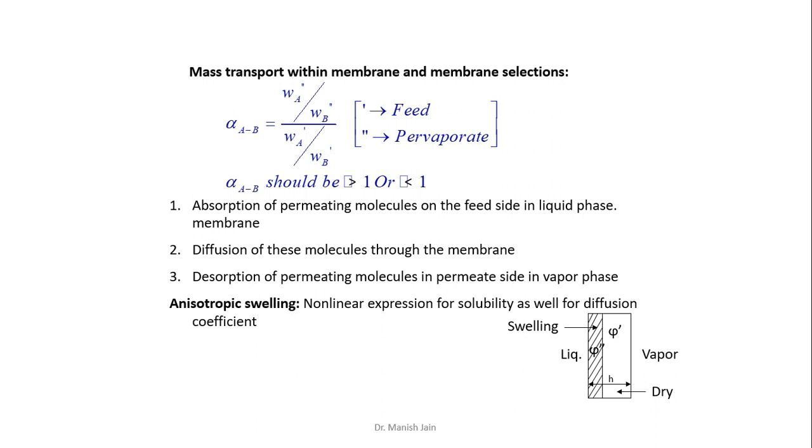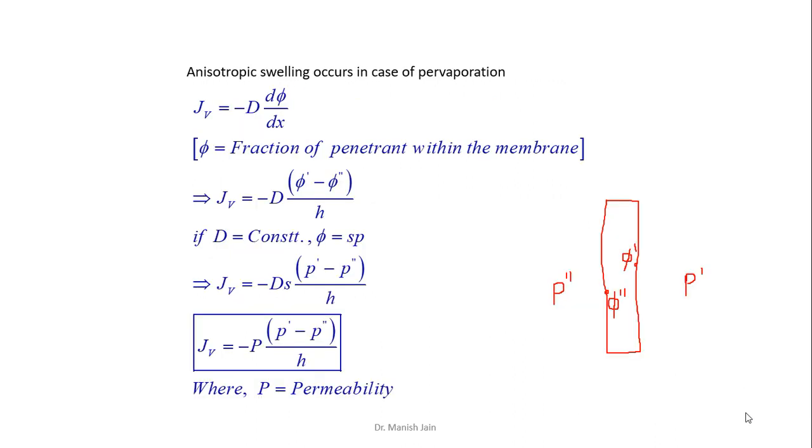Due to this swelling, the term diffusivity becomes a function of the concentration. As the concentration of the solute increases in the feed mixture, the diffusivity will increase exponentially, so it will affect the separation. That's why in pervaporation, diffusivities are generally a function of concentration itself. Now we will develop a mathematical model to calculate the fluxes in the pervaporation process.